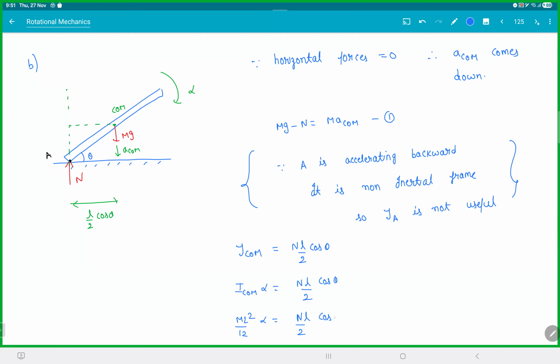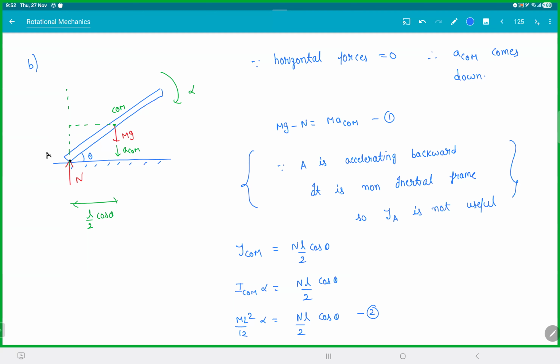Perfect. We got equation 2. How many variables are there? We don't know N, we don't know alpha, we don't know A center of mass. We have 3 variables. And we have 2 equations, one force equation, one torque equation. Where will I get the third equation from? That's the whole catch in the question. Look at these steps. Ask me if you're confused here.